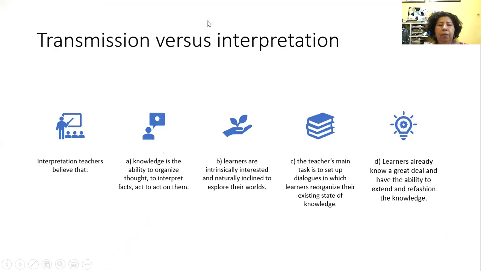On the other hand, interpretation teachers believe that knowledge is the ability to organize, to interpret facts, to act on them. Learners are intrinsically interested and naturally inclined to explore the world, and the teacher's main task is to set up dialogues in which learners reorganize their existing state of knowledge, and learners already know a great deal and have the ability to extend and refashion the knowledge.